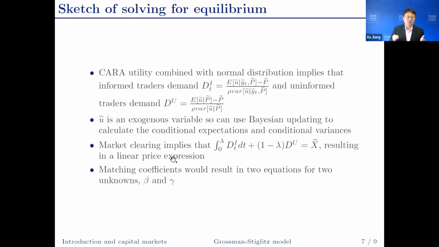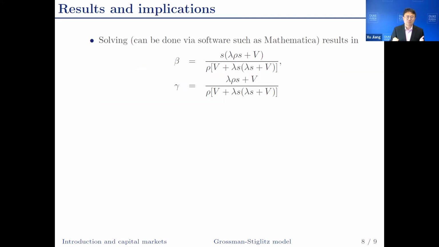And then you're going to match coefficients because you conjecture a linear price function. Now the conjecture is confirmed. To match the coefficients, you will have two equations for two unknowns, beta and gamma. Those are not linear equations, so it's not guaranteed they will have a solution. However, eventually, we can solve for beta and gamma using the two equations. You don't need to solve that by hand. Nowadays, you can solve it with software such as Mathematica. And those are the expressions of beta and gamma.